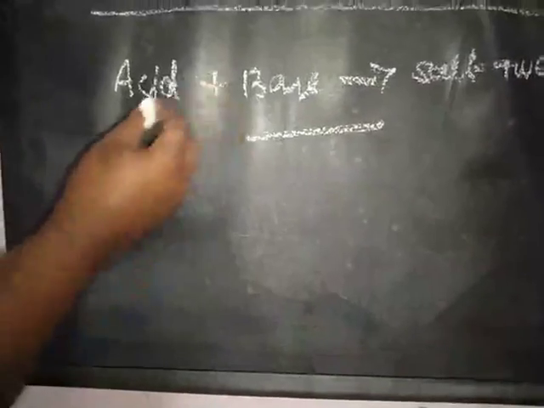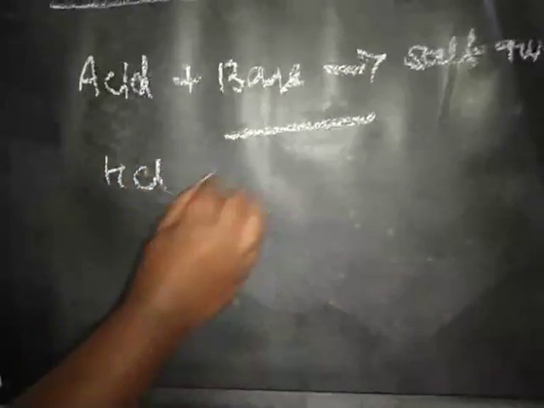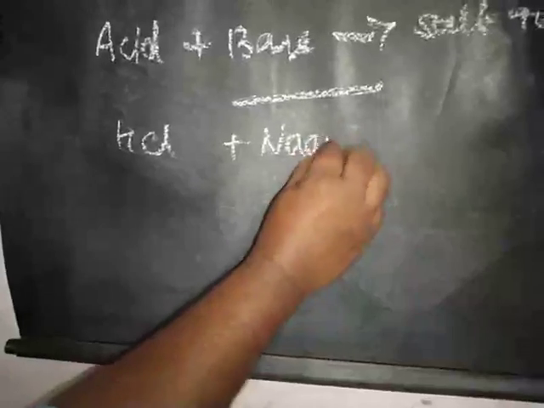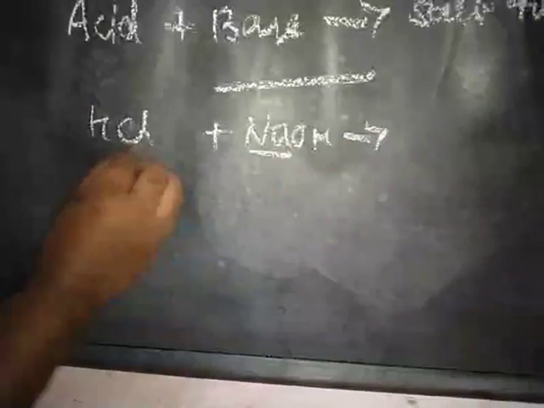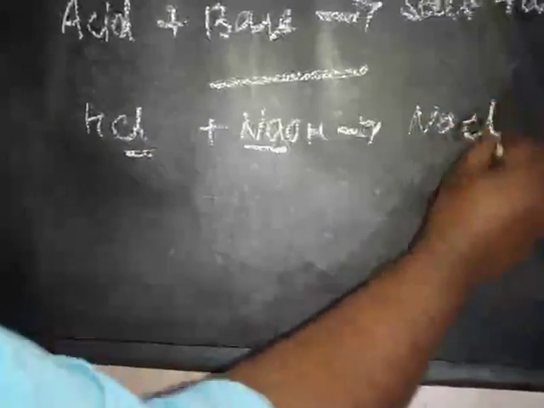In the same way, for this equation: acid HCl and base sodium hydroxide give salt, NaCl, plus water. Based on this concept, we will define bases. A base is a substance that ionizes in water to produce hydroxyl ions. Another definition: some of the oxides which give salt and water in reactions with acids.